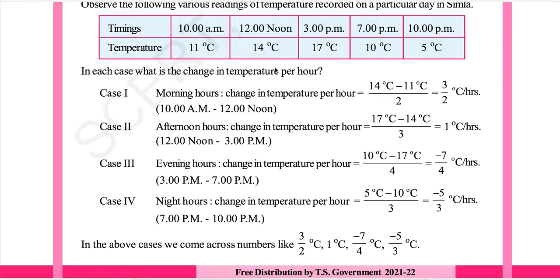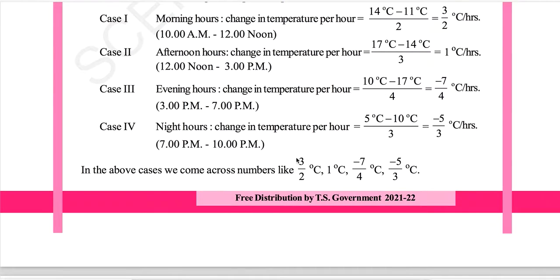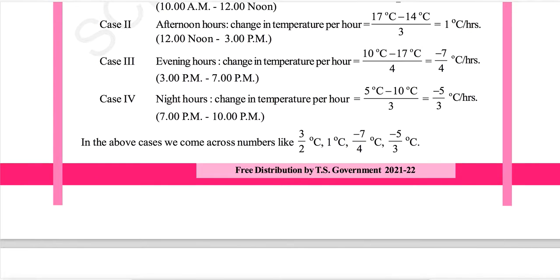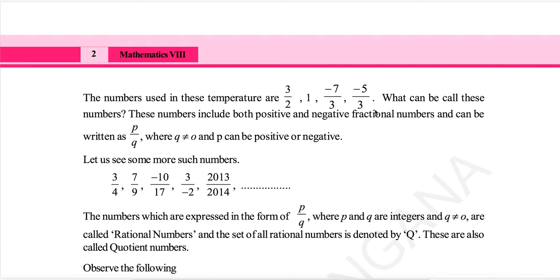Here 14 minus 11 by 2, that is 3 by 2. In the afternoon hours, this is 3 upon 3, 1 degree. This is minus 7 upon 4. From 7 to 10, 5 minus 10, so minus 5 by 3. So in the above cases we come across numbers like 3 by 2, 1, minus 7 by 4, minus 5 by 3 degrees. The numbers used in these temperatures are these.